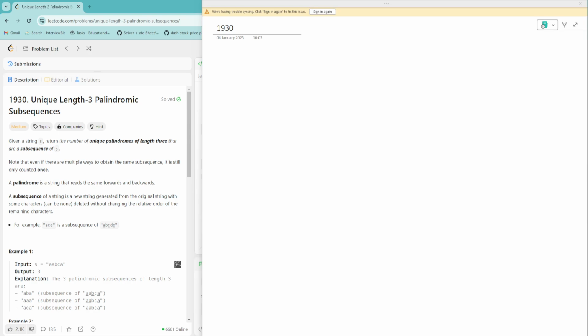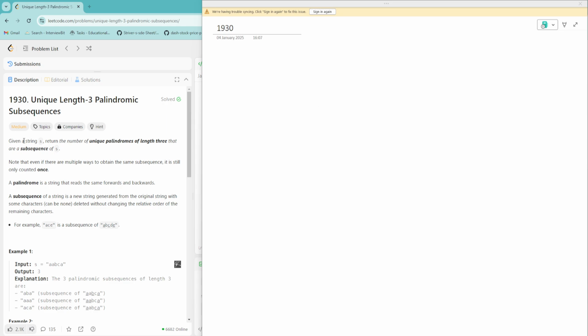Hi everyone, let's discuss today's LeetCode problem. So the problem is quite simple. You are given a string and you need to return the number of subsequences that are of length 3 and are palindromes and unique.